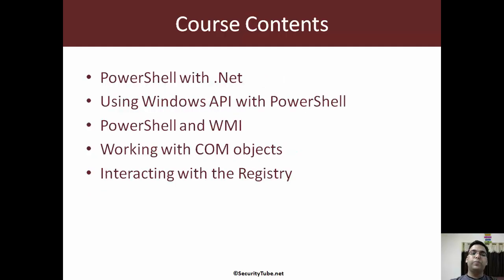Then we move on to PowerShell with .NET, where we see how to extend the functionality of PowerShell with the help of .NET, how to use .NET code, classes and assemblies, etc. in your PowerShell code. Then we move on to using the Windows API with PowerShell. After that, PowerShell and WMI is discussed. After that, how to work with COM objects, how to create instances of applications on Windows, and then interaction with the registry is discussed.